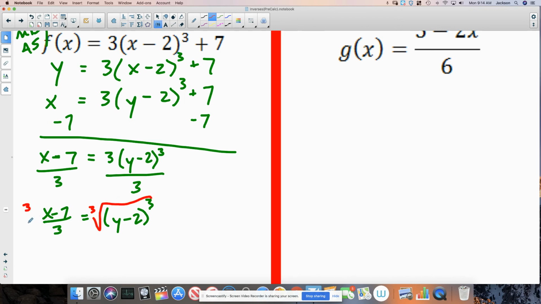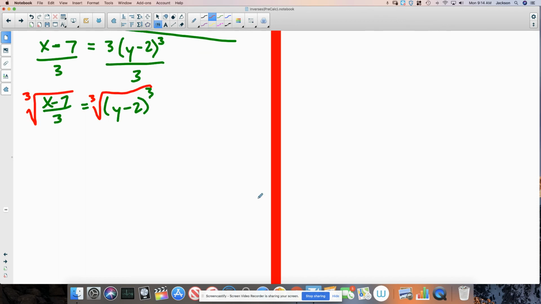So I have to take the cube root of the right side, and I have to take the cube root of the left side, which means everything that's on the left goes underneath a cube radical, like so. Now we have the cube root of this mess, x minus 7 over 3. We didn't say it was going to be clean. We just have to get this variable by itself. We got rid of this 3 by taking the cube root. Now all we have is y minus 2.